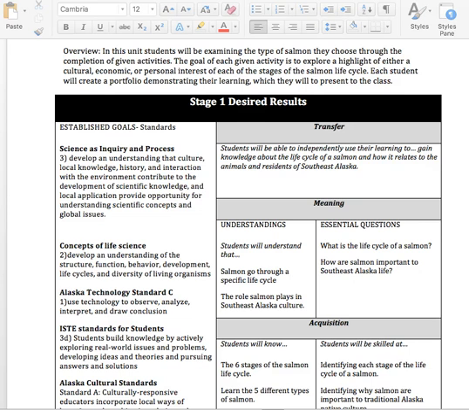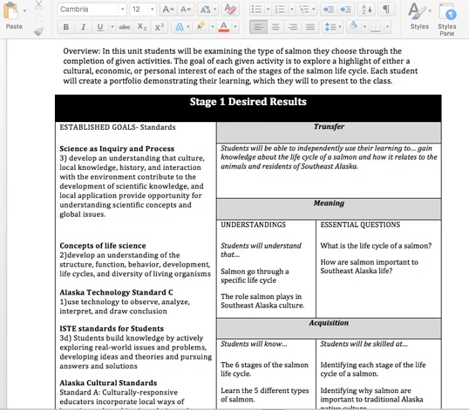I did my unit on the life cycle of a salmon. I started with the overview, which gives a brief look at what the students will be learning and what end goal they are to meet at the conclusion of the unit. The goal is that the given activities allow students to explore some aspect of the cultural, economic, and personal interest and relationship to the salmon.